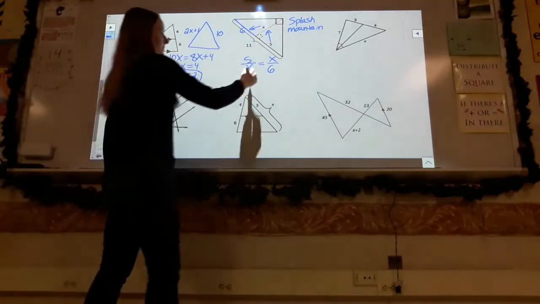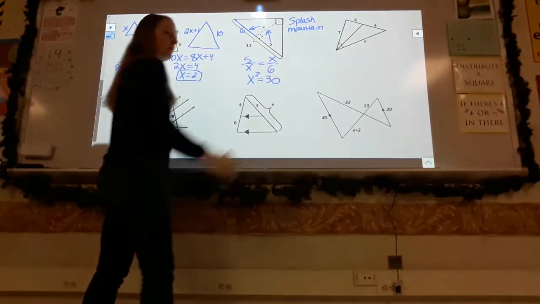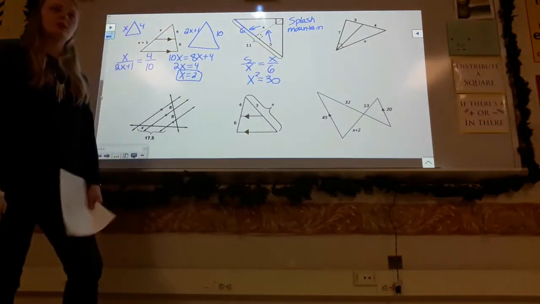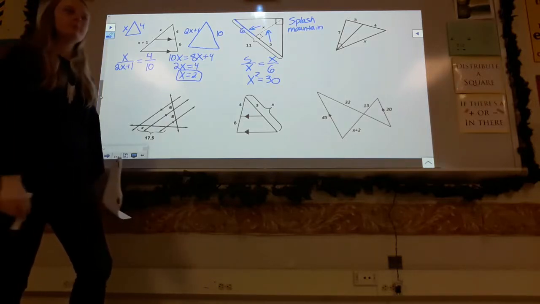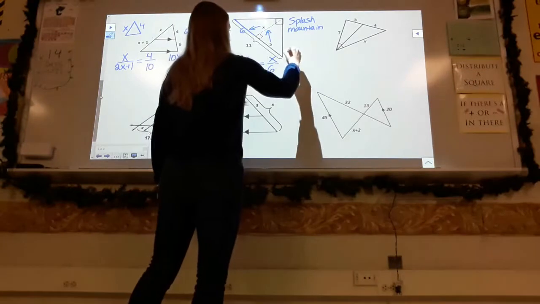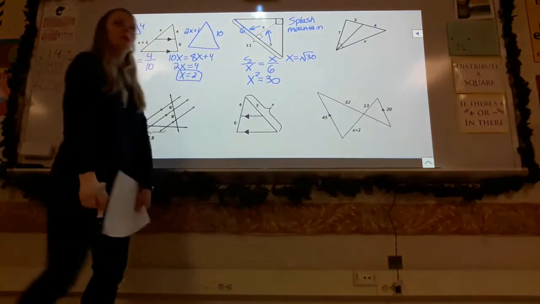Okay? Then we cross multiply, we get x squared equals 30. You guys remember what to do from here? Because x times x is x squared. How do I get x from this? You have to do square root. Square root of 30. Right?